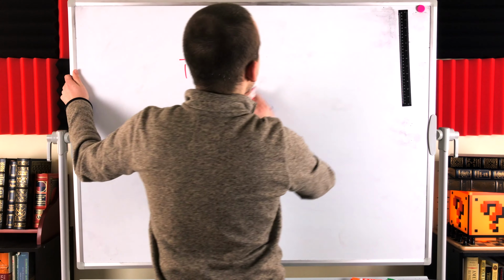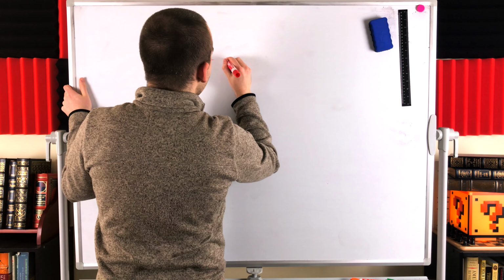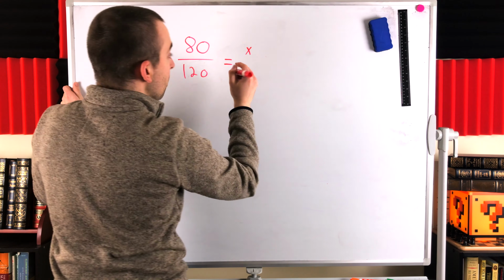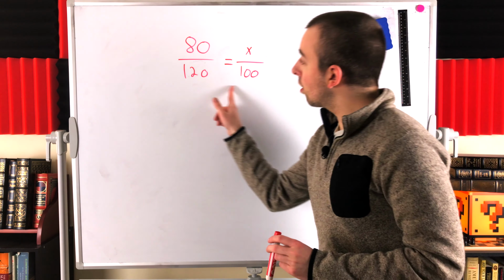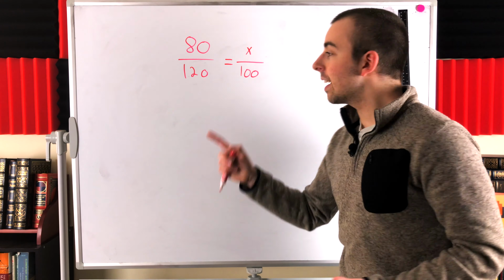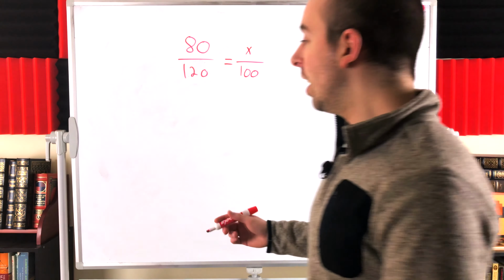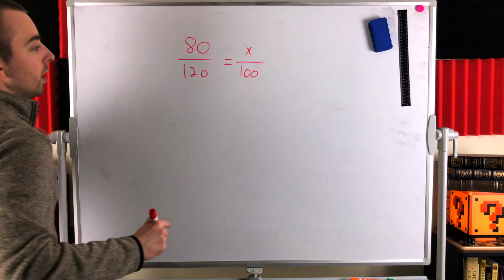Thankfully, it's pretty straightforward. We would like it if this fraction was written like this, some number x over 100. Then the idea is that if we solve this equation for x, we'll know what this fraction would look like in terms of hundredths, and thus we'll know what it's equal to as a percentage. So all we have to do is solve this equation for x.